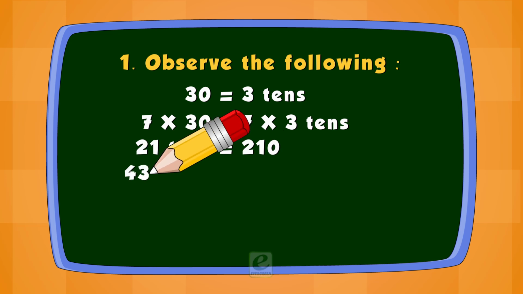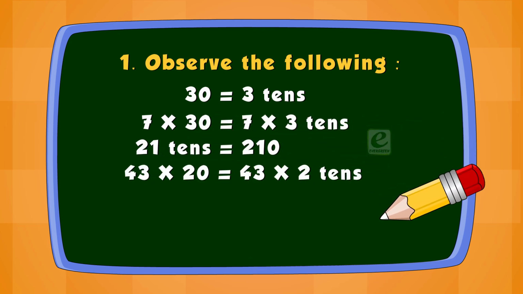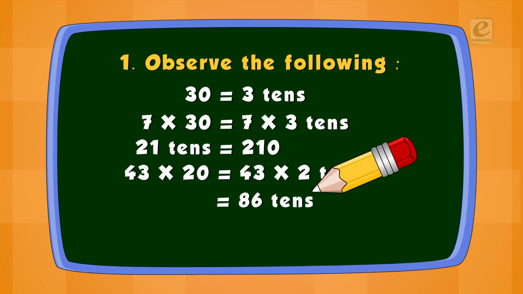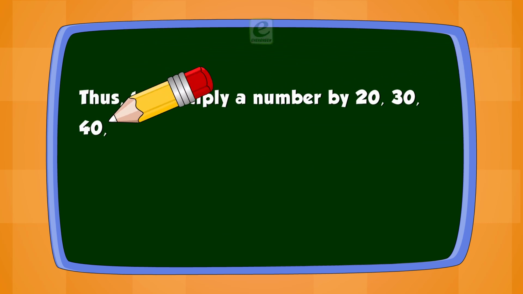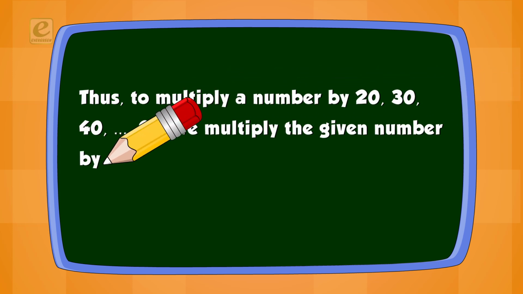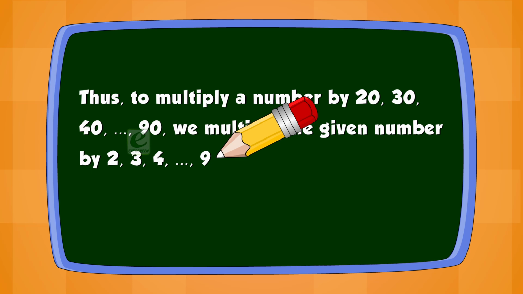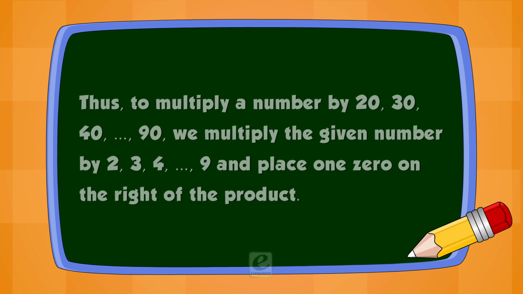Similarly, when we multiply 43 by 20, we can write 20 as 2 tens. Then 43 multiplied by 2 tens is equal to 86 tens or 860. Thus, to multiply a number by 20, 30, 40 and so on up to 90, we multiply the given number by 2, 3, 4 and up to 9 and place 1 zero on the right of the product.